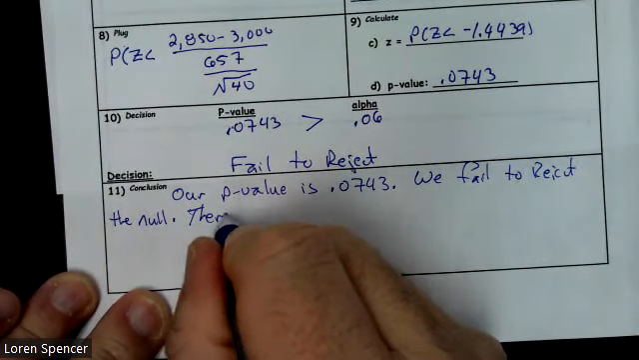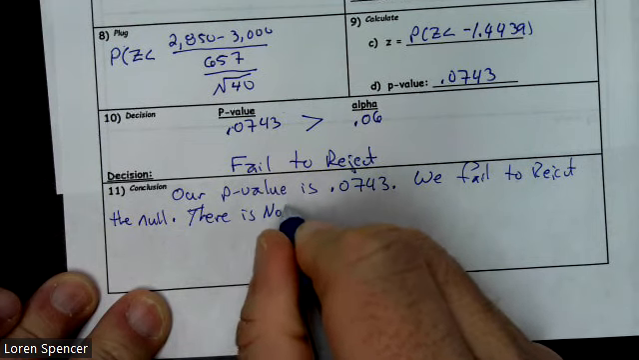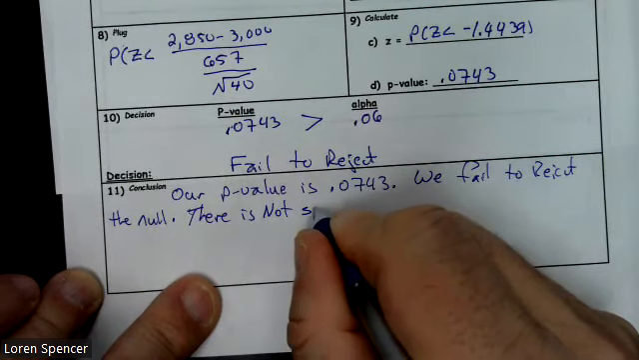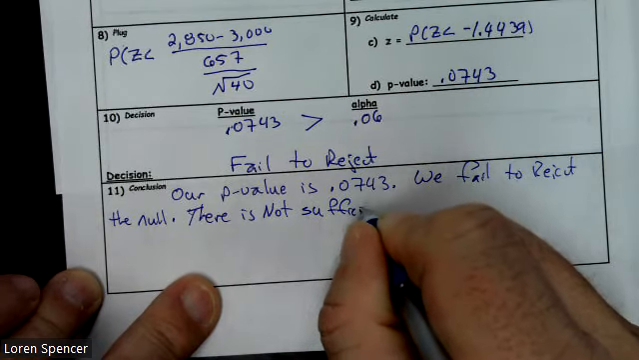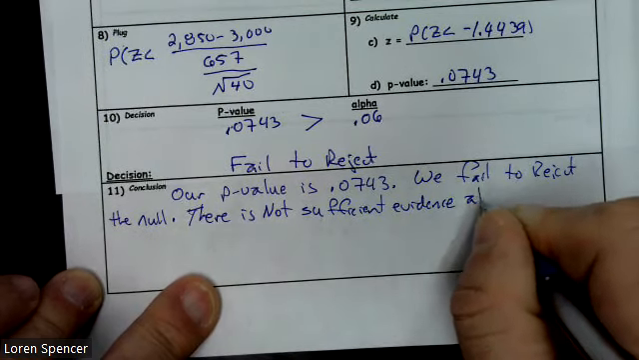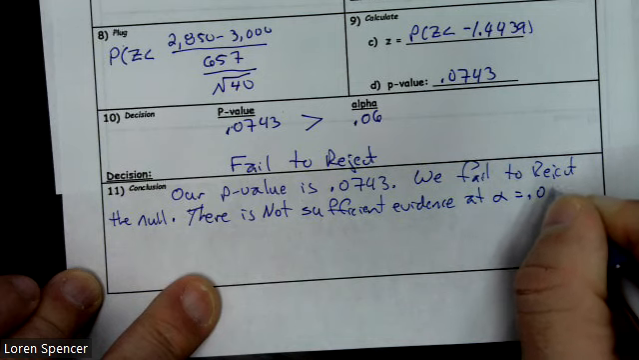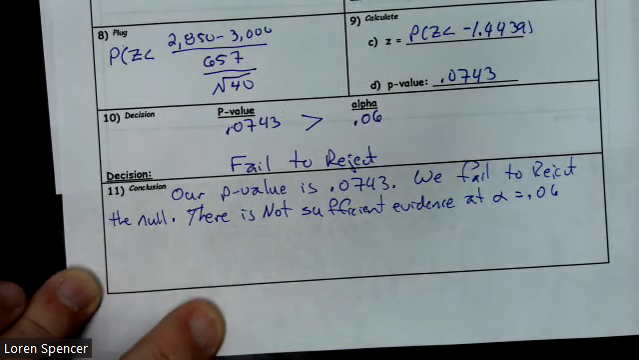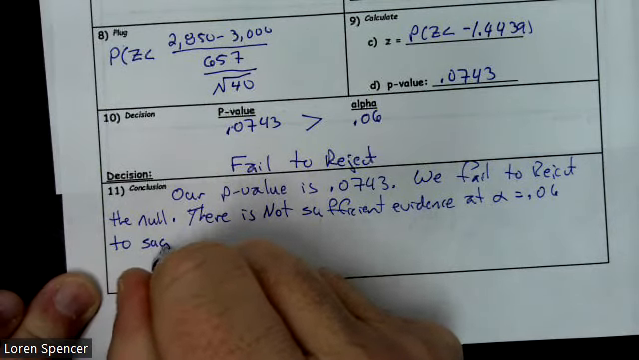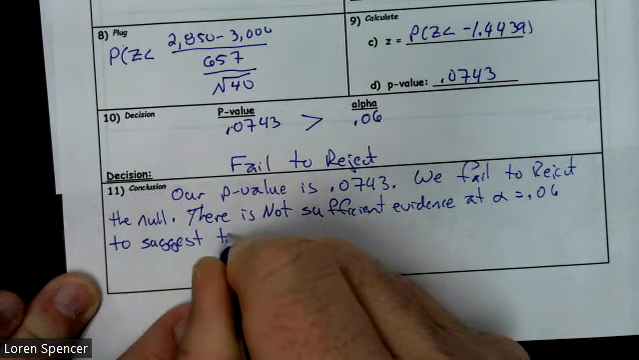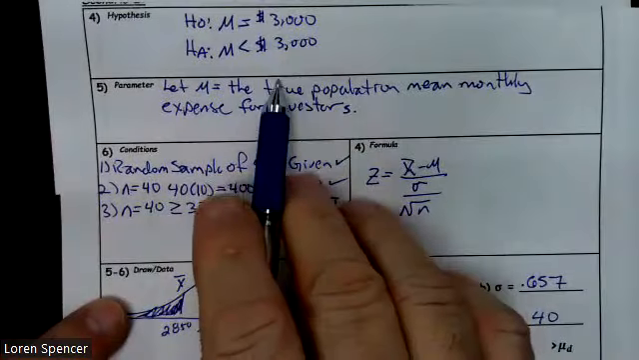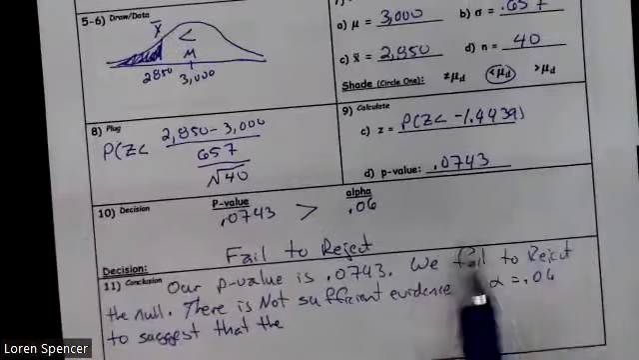If we would have rejected, we would have said there is, but since we failed to reject, there is not enough evidence, there's not sufficient evidence at alpha equal 0.06, and you can write the word alpha if you like, to suggest that we have to restate our parameter, the true population mean monthly expense.